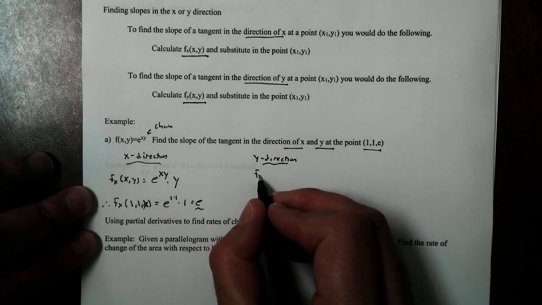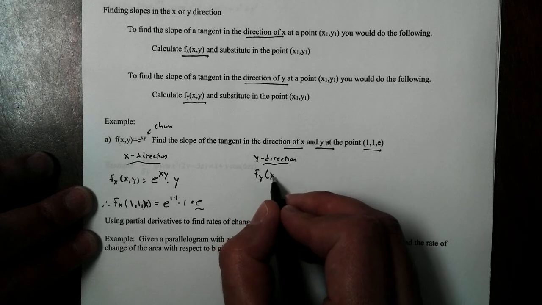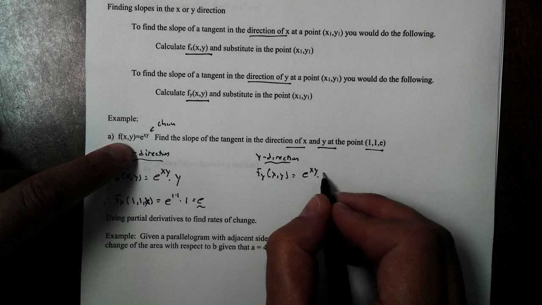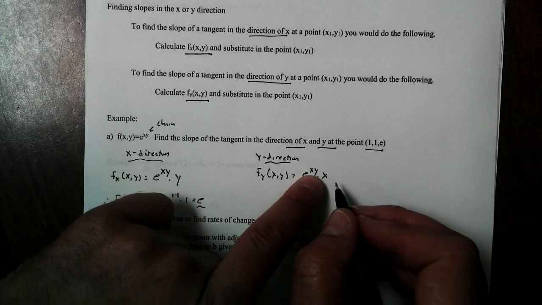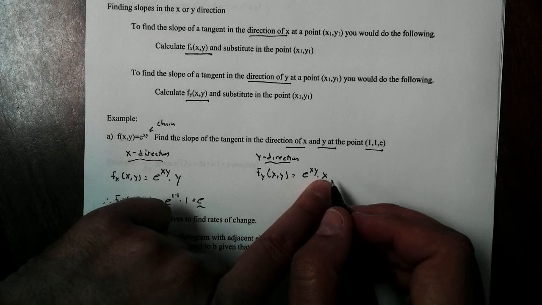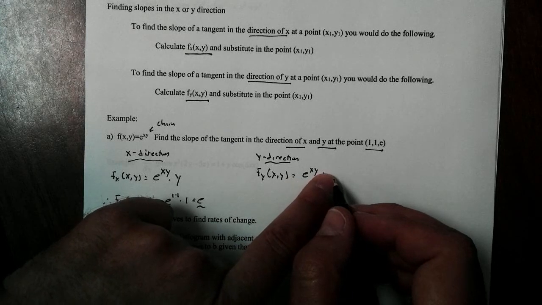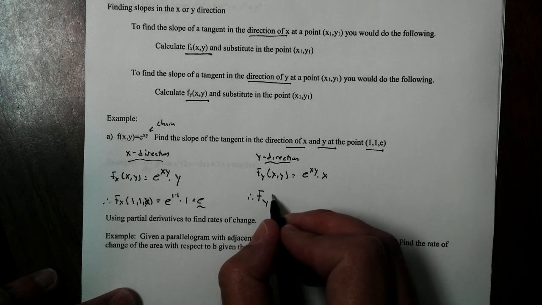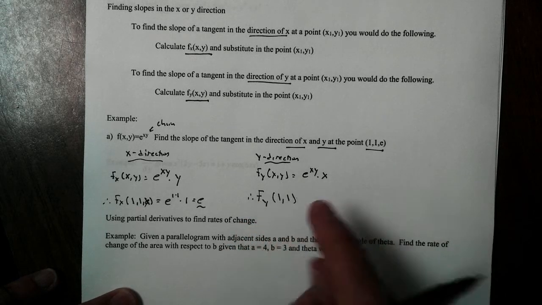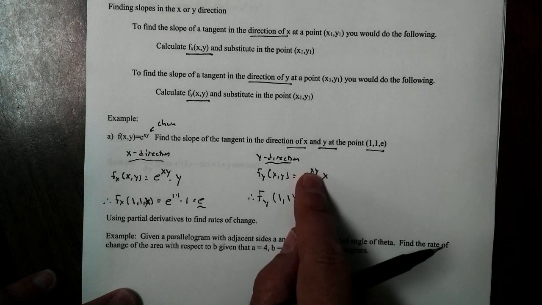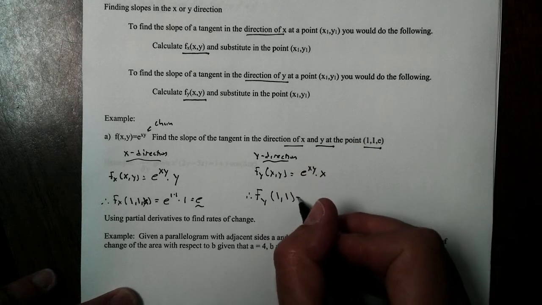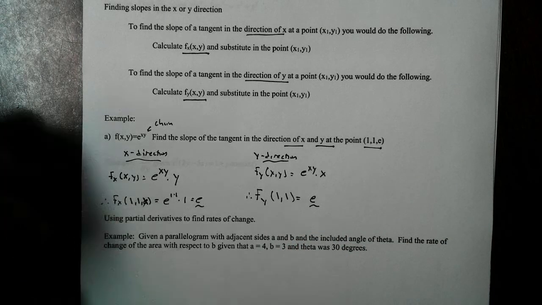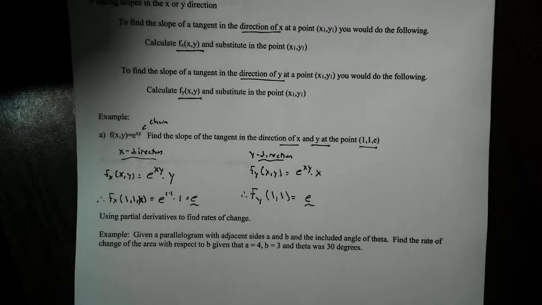Alright, so the partial with respect to y, same thing as before. This is going to be e to the xy, but this time we're multiplying it by x. Because x is my constant, the derivative of xy is just x, because my variable is y in this case. And if I want to find the exact slope at 1, 1, now remember, we only have x and y's here. That's why I didn't need the e before. And of course, this just becomes e as well. Very easy to do. So how can we use partials to find rates of change?